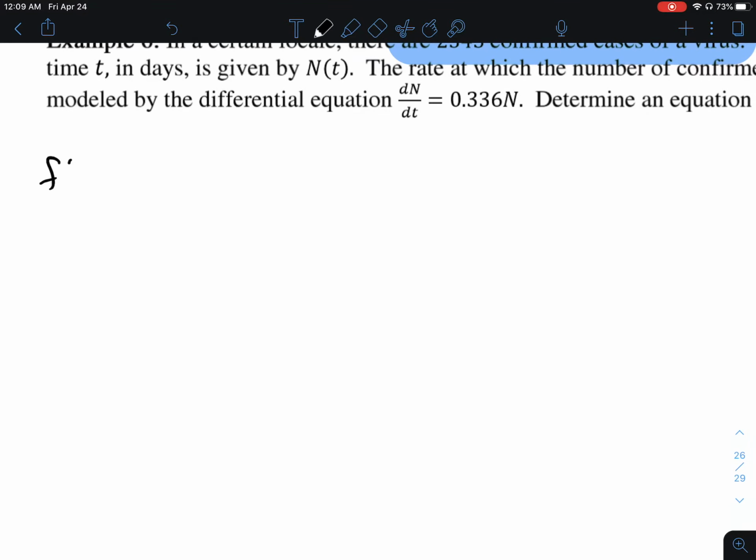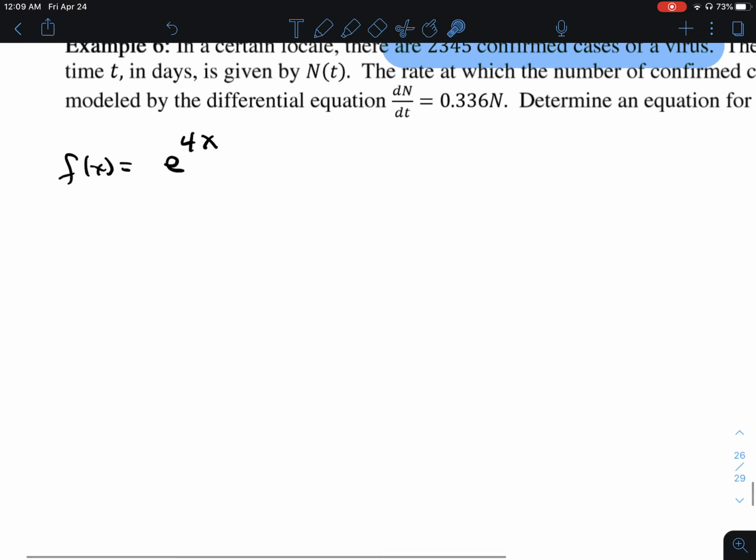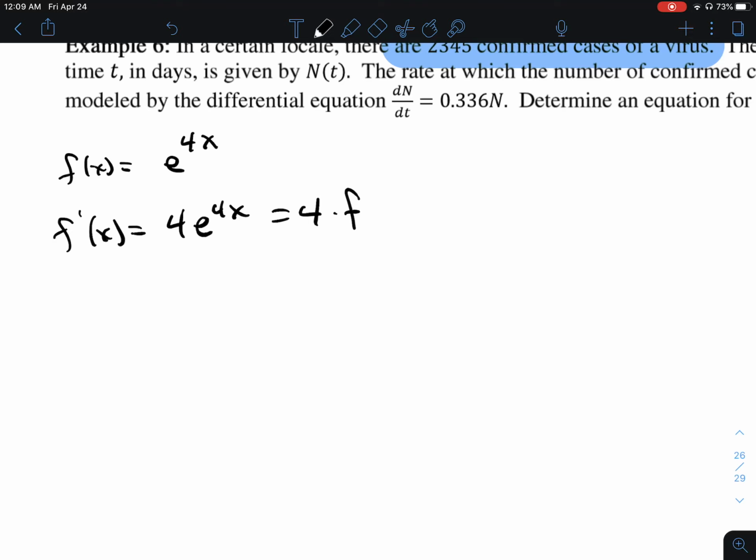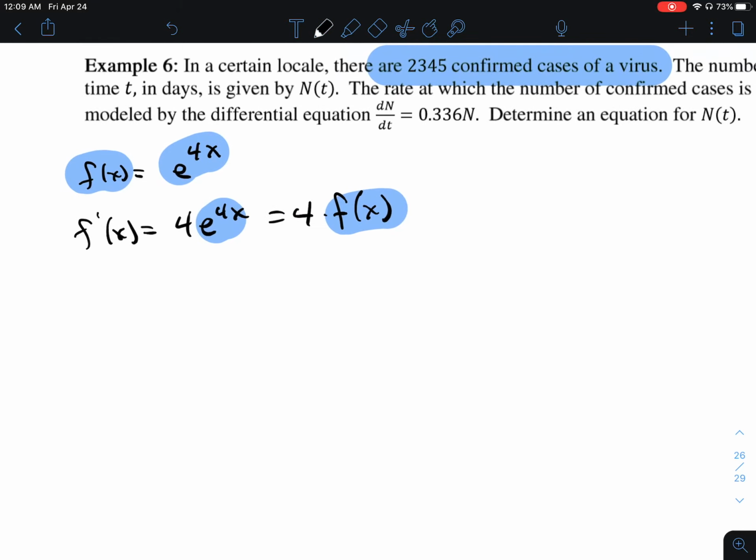If I take a function, f of x, and let's say that function is e to the 4x, if I take the derivative of this, I'm going to get 4e to the 4x. Notice, when you take the derivative of e to a function, you take the derivative of the exponent, which is 4, times the original function. This right here is equivalent to saying 4 times f of x. And that's because f of x is the same as e to the 4x. The only thing that changed here is this 4. With me?